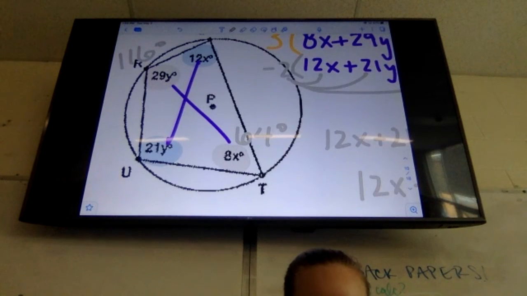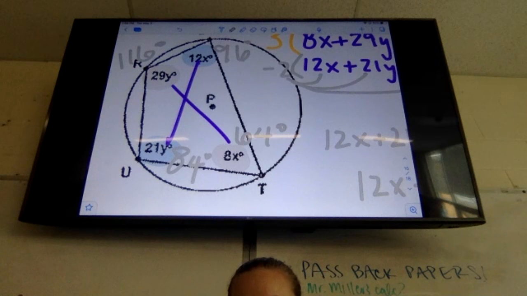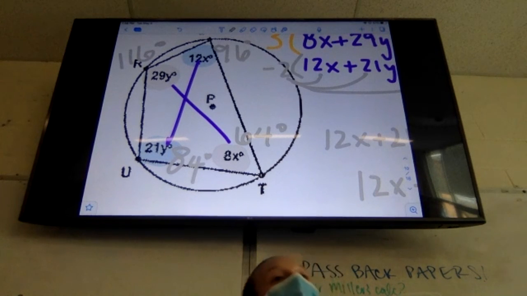Now I gotta do 12 times 8 because 8 is x. So that's 96. And then 21 times 4 because 4 is y is 84. And then we could do a little check for ourselves. Are the two ones that are across from each other, are they supplementary? Yeah. 116 and 64 are both supplementary, so are 96 and 84. The other check you can do is all of them should add up to 360, and we could do that. We could plug them all in and say, do they add up to 360? The answer should be yes.